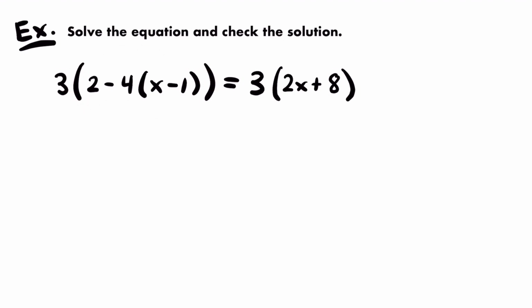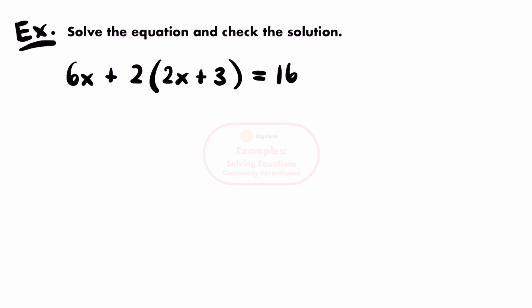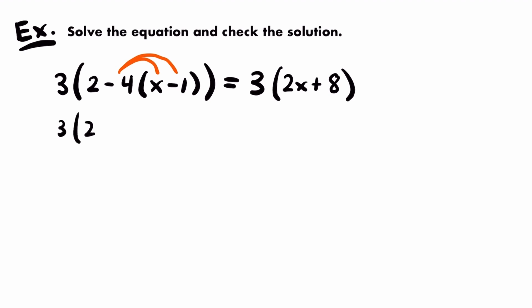I want to get rid of the parentheses on the inside first, so let's multiply negative 4 by everything in those parentheses. Okay, we're going to multiply negative 4 by x and negative 4 by negative 1. So rewriting the equation, we'll have 3 times 2, and then negative 4 times x will just be negative 4x, because the coefficient of this x is 1, and 1 times negative 4 is negative 4, and then negative 4 times negative 1 is positive 4.